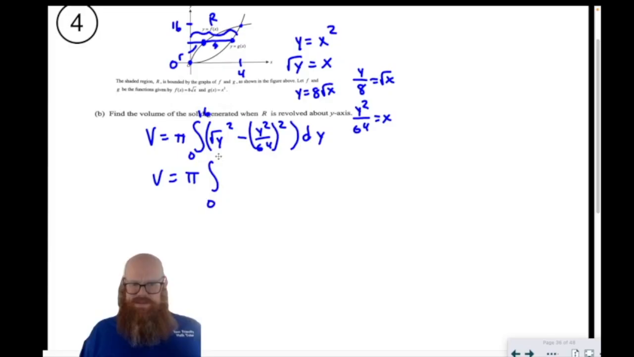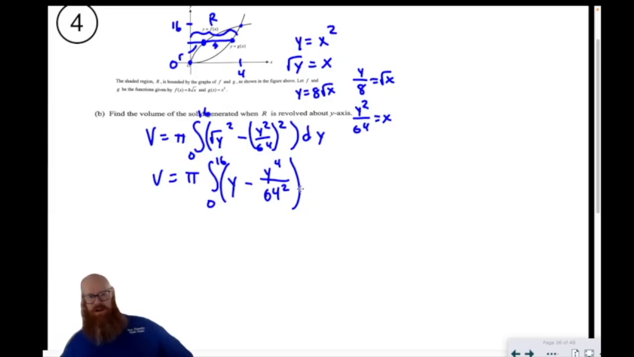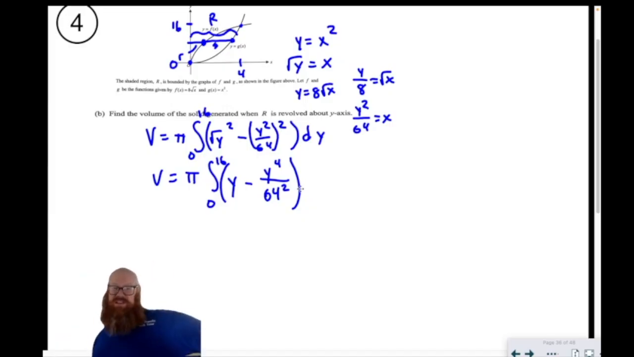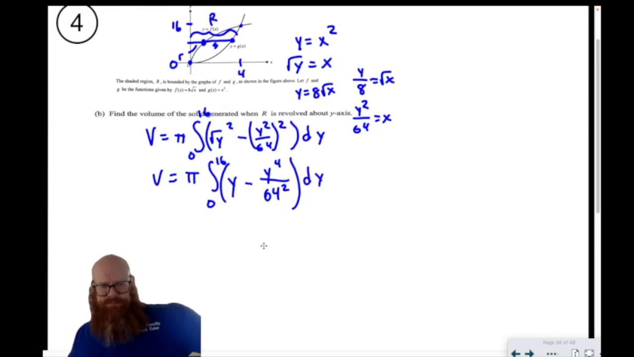Now I'm going to simplify this. This is just y, so that's pretty cool. And then this is y squared, which is y to the 4th. And then y to the 4th over, I am not going to do 64 squared. I highly doubt you'll be expected to do that. I don't know what that is off the top of my head, non-calculator. I do know it's 2 to the 6th squared, so it's 2 to the 12th. But I don't know that, so I'm going to leave it.